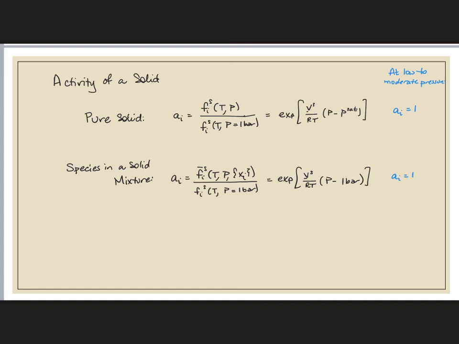The interesting thing about this is that at moderate to low pressure, ai for solids, whether it's pure or in a mixture, is approximately 1. So we'll use these in upcoming lessons so that we can put these together to evaluate equilibrium, whether we have liquids, solids, or gases, knowing whether or not they are pure or a mixture, and selecting the appropriate standard state.